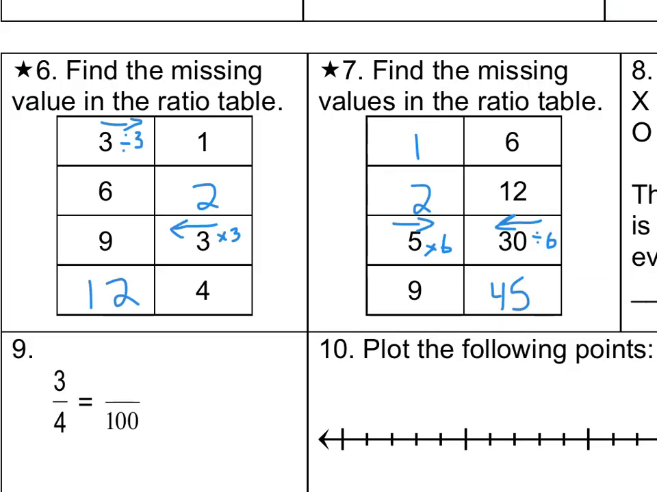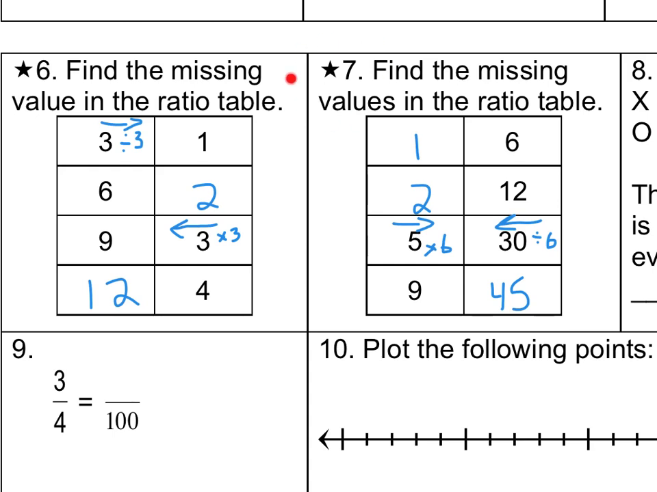All right, for the ratio tables, remember you're looking for the relationship from one column to the next, since these are vertical. And so 3 to 1 is divided by 3. And to get from 1 to 3, going backwards, right to left, would be times 3, because that's the opposite of our rule of divided by 3. So 6 divided by 3 is 2. And 4 times 3 is 12.